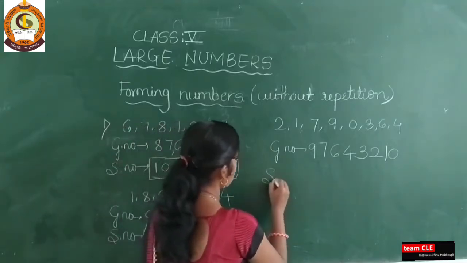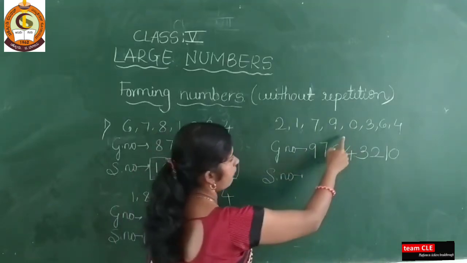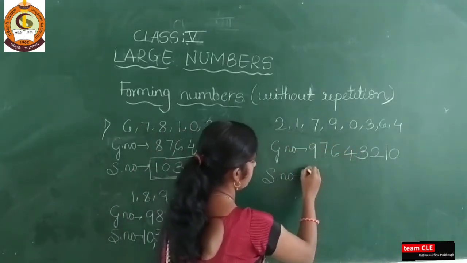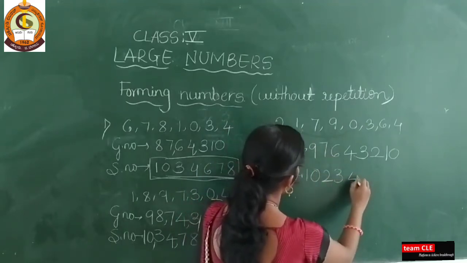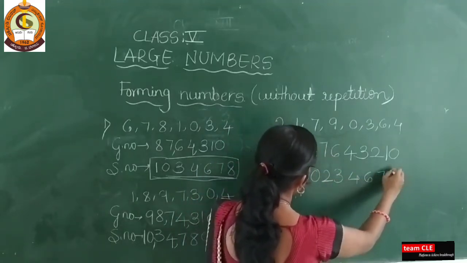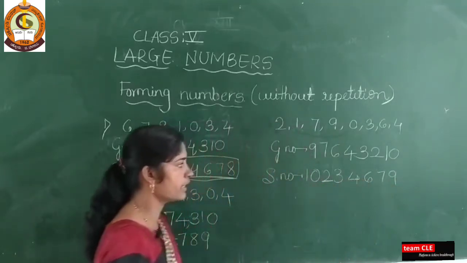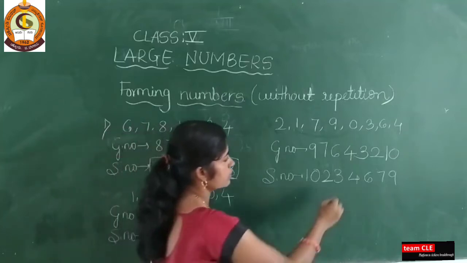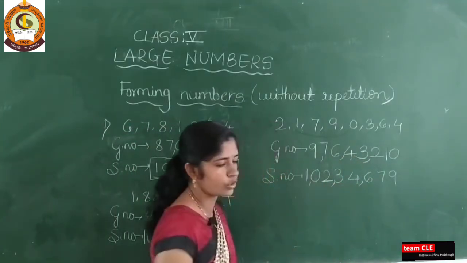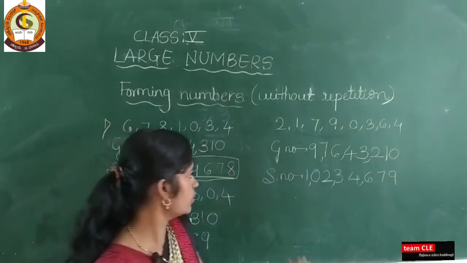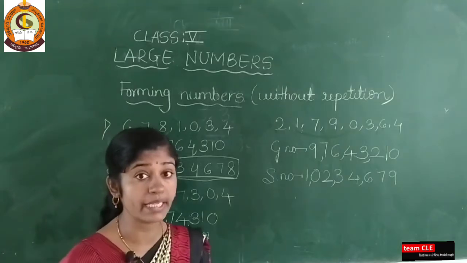Then the smallest number. Yes, here 0 is there, but don't write 0 first. What do I have to write here? 1. 1, 0, 2, 3, 4, 6, 7, 9. 1, 2, 3, 4, 5, 6, 7, 8. So I have formed an 8 digit number. Here 3, 2, 2. Here also 3, 2, 2. I already told you how to insert the commas. So this is forming numbers without repetition.